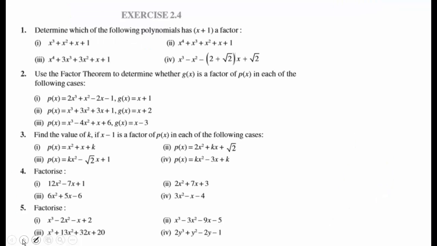This is exercise 2.4. In the first question, you have to check whether this is a factor or not. You can use the factor theorem here, and similarly for the second sum use the factor theorem, and in the third sum you have to find the value of k, and the fourth and fifth are to find the factors, meaning factorize the given polynomials.